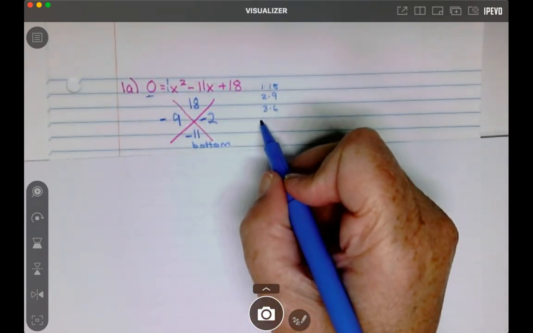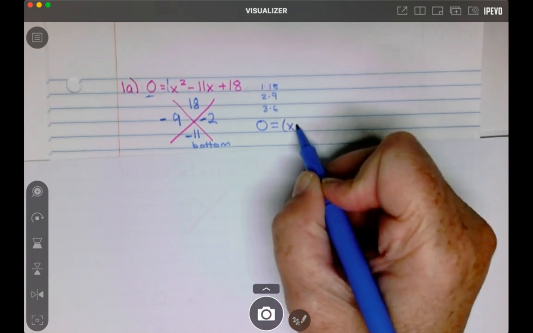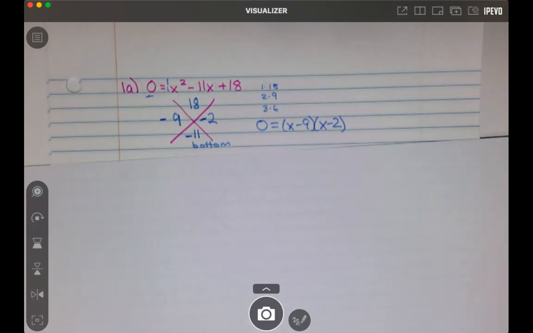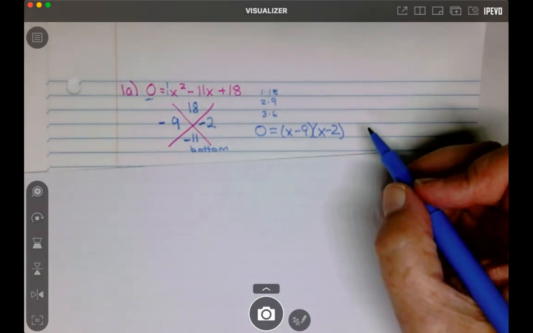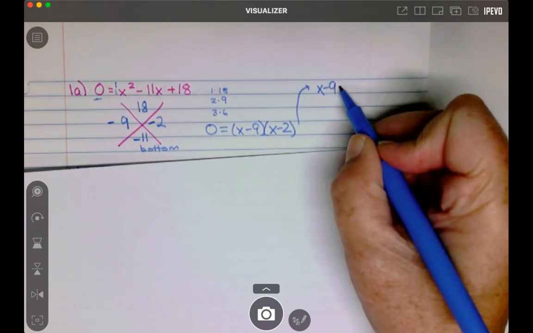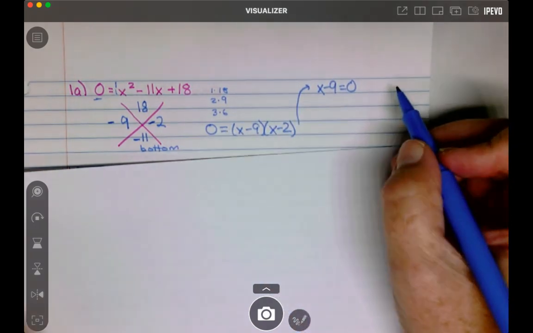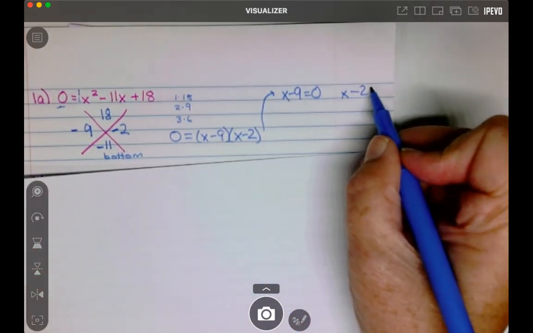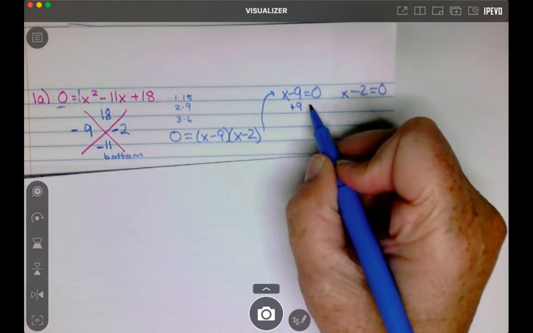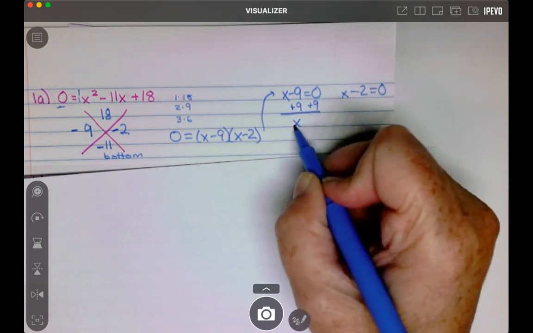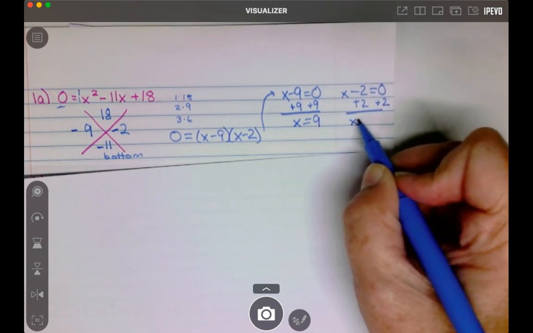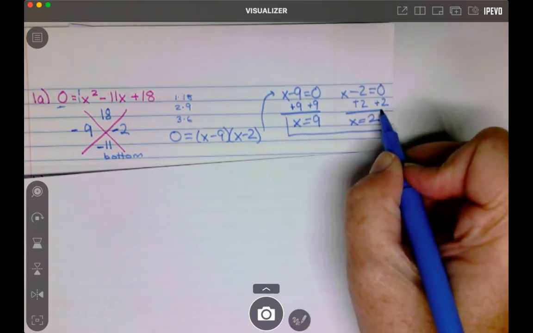Remember, I'm supposed to solve, so I have 0 equals x minus 9 times x minus 2. Now I'm going to split into two problems to solve this. For camera reasons, I'm going to put this up here. x minus 9 equals 0, and the 0 could be on either side, and x minus 2 equals 0. I'm going to solve this one first. To isolate x, I need to add 9 to both sides of the equation. x equals 9. Add 2 to both sides of the equation. x equals 2. These are my solutions.